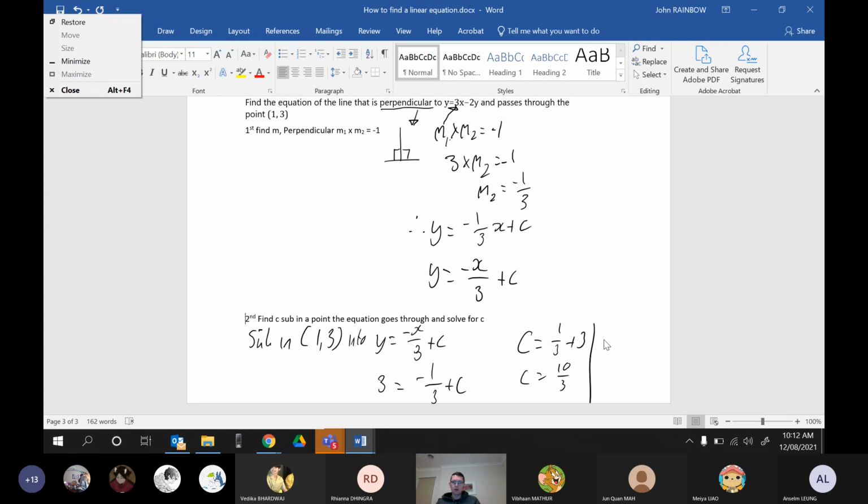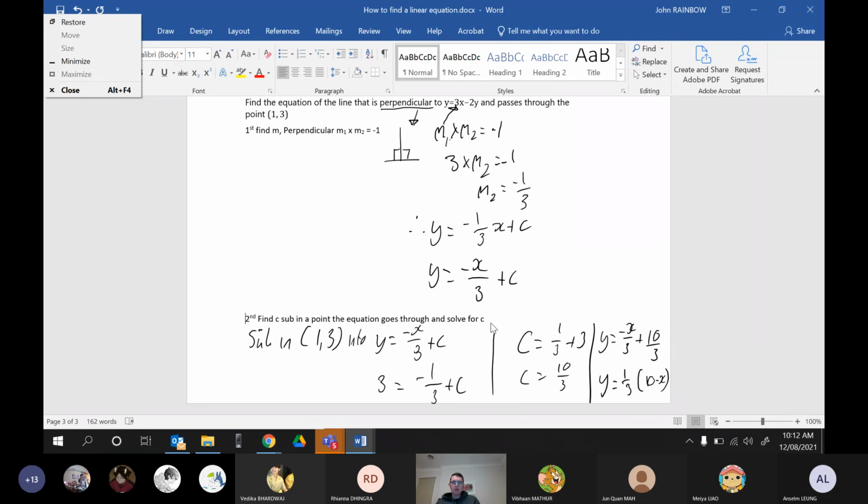Therefore, I can write my equation one of two ways. y equals -x on 3 plus 10 on 3. Or I could take out a common factor of a third and write it as y equals a third (10 minus x). Okay, because I've taken out a common factor of a third. If I multiply that out, that's 10 on 3 minus x on 3, which is the same thing. And that's how we get to our equation on there.